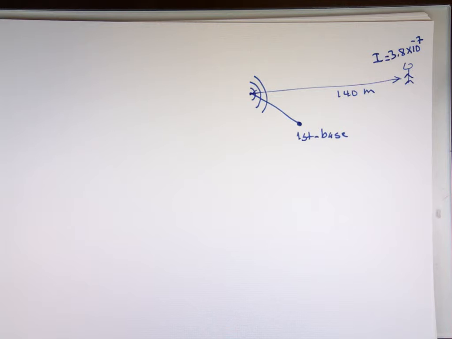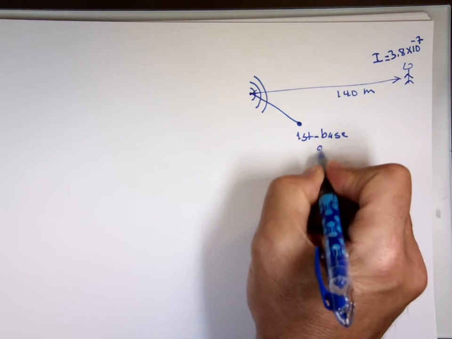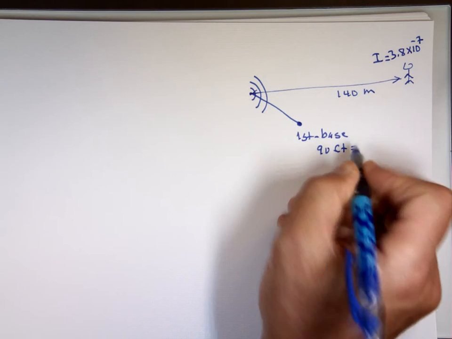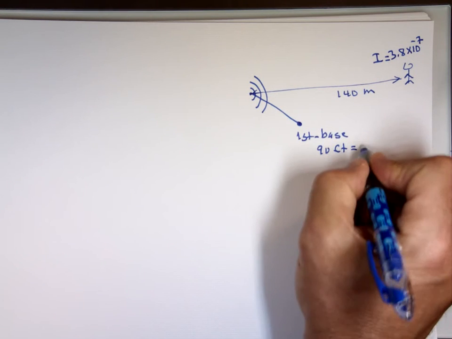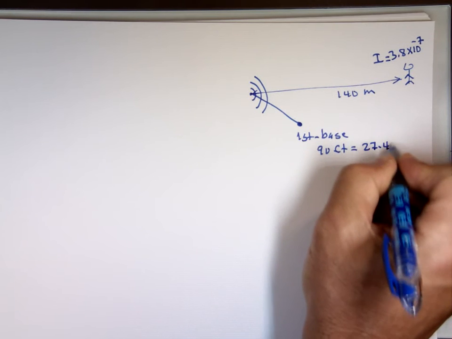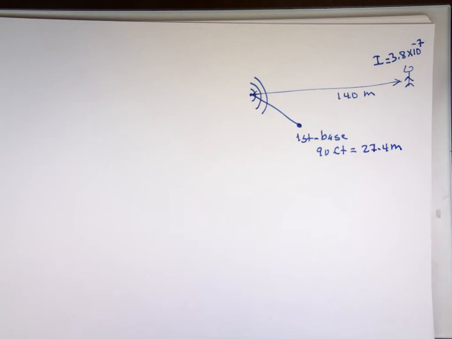Now the first baseman is usually sitting, if you played baseball, you know the diamond is 90 feet by 90 feet. Yeah, so it's 90 feet. This guy is 90 feet away. Convert that to meters, 27.4 meters roughly. So what is the intensity there?